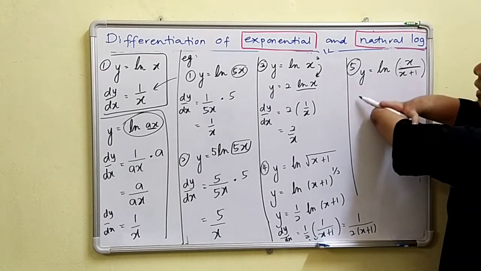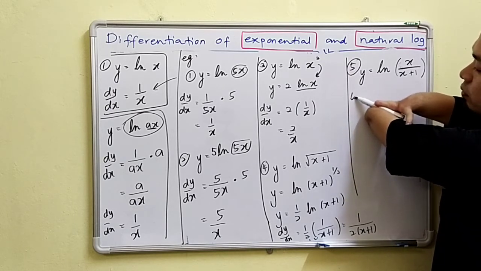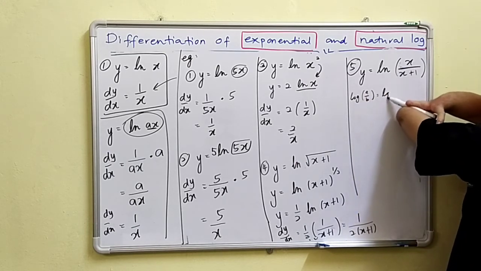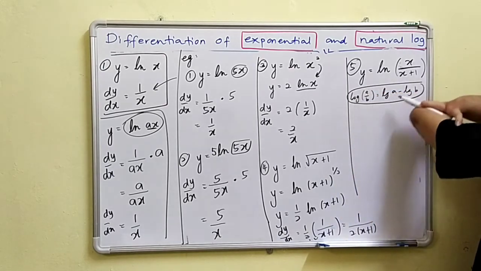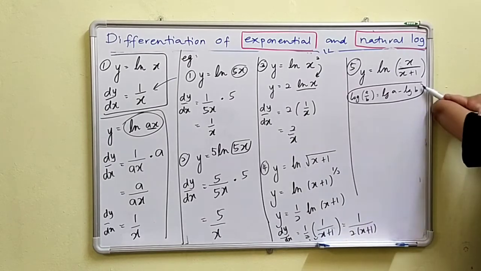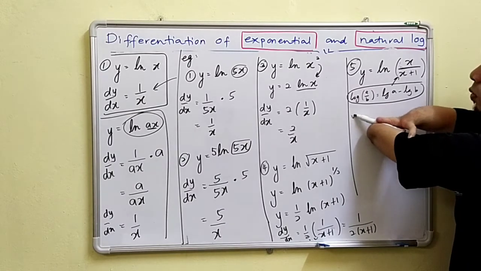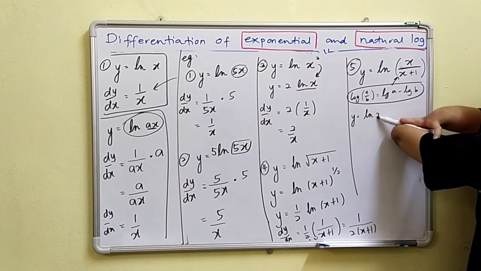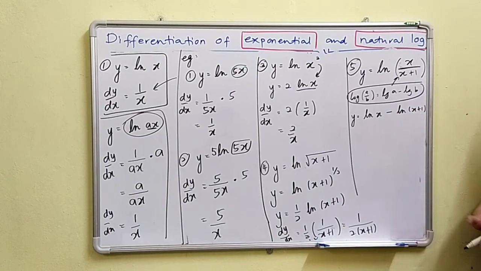The property said, I will copy the properties first, just in case you forgot. If you have log a over b, this is equal to log a minus log b. So this is the properties in chapter log. I will apply these properties in order to simplify this one. Since this is the division, y becomes ln x minus ln x plus 1.